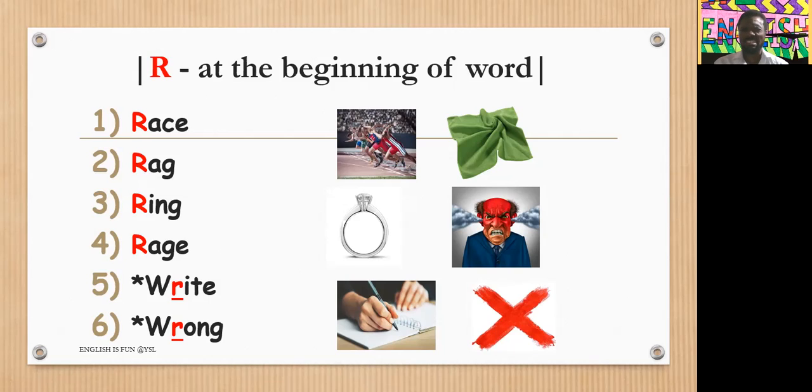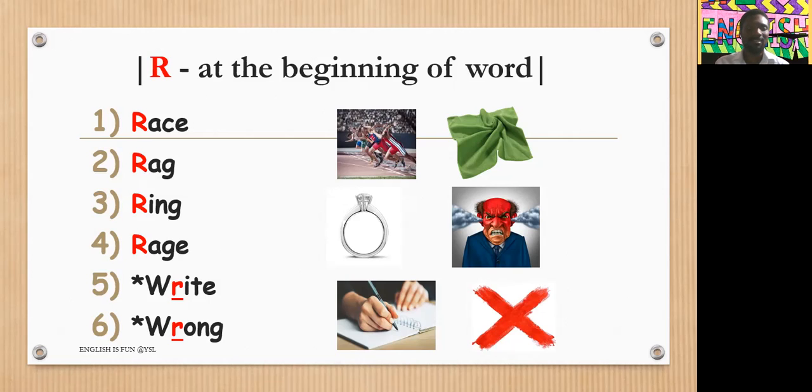The next one, followed by ring, is rage. Rage. Rage is a state of uncontrollable anger. You're really, really upset. You're really, really angry, and it could be related to violence too.